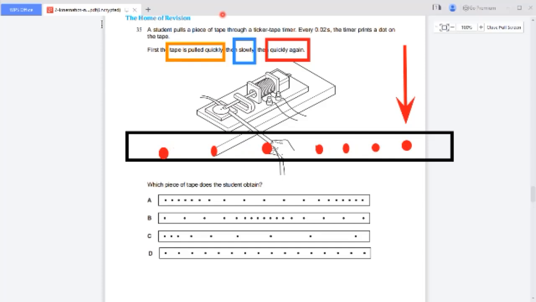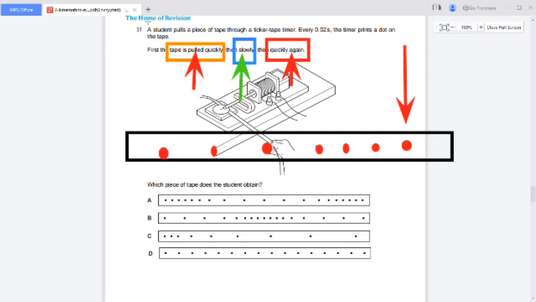So we have three options. Look at these possible options. Tape is pulled quickly means the spacing between the dots would be large. Then slowly means the dots would be close to each other. And the last one is quickly again, which means the dots would be away from each other. So we have two areas with large spacing, and in the middle one the dots would be close to each other.